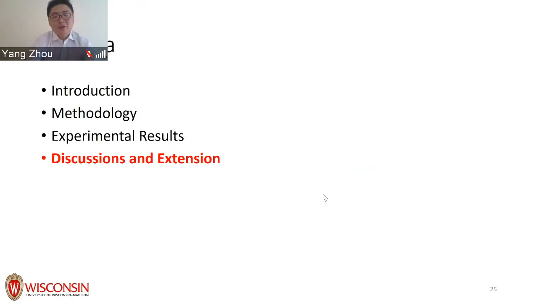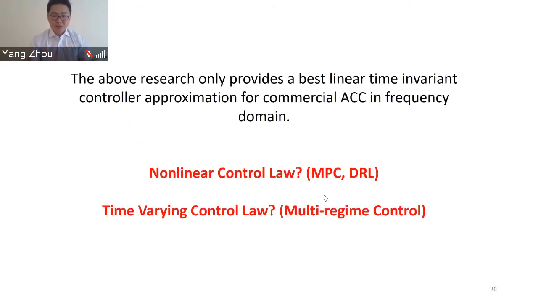But as I mentioned, this approach is very simple. We already treat the commercial ACC as a linear controller, even though we didn't utilize any knowledge of the exact structures or designs of the linear controllers. But I would like to have some discussions and further extensions. As I mentioned, this is only a best linear time-invariant controller approximation, though it's valid and widely applied for nonlinear system analysis.